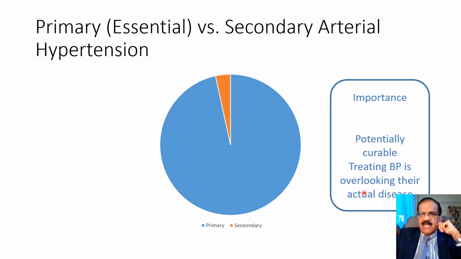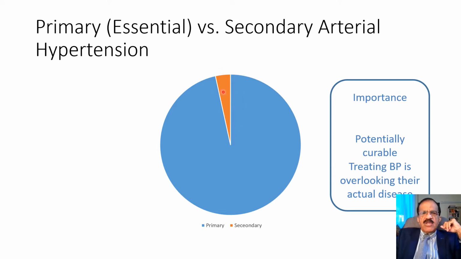The second, even more important reason, is that if somebody is suffering from, for example, coarctation of aorta, and we just treat his blood pressure, then we are actually overlooking the underlying disease. So we are just treating one of the manifestations of the disease, not the disease as a whole. So because of these two things, we need to identify this small percentage.